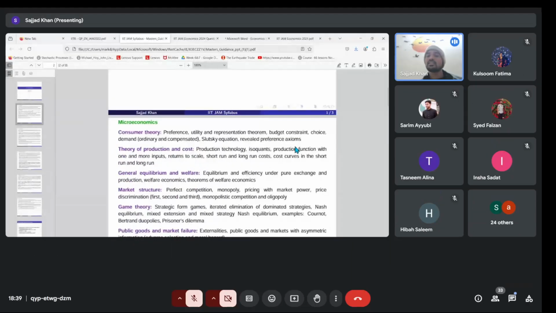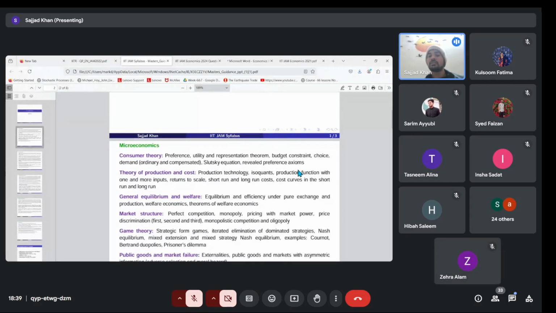If we analyze the trend of the JAM exam, most of the questions are from the Slutsky equation and the budget constraint. In the budget constraint, mostly from the Leontief paradox, some income constraint will be given to you. On the basis of this, we have to get some answer. We have to optimize this function.